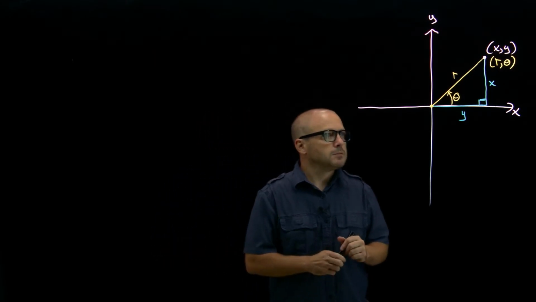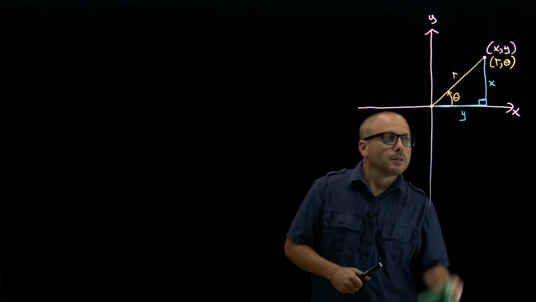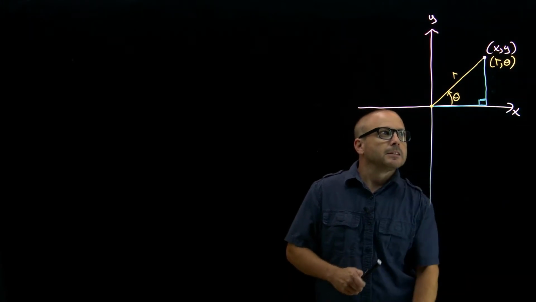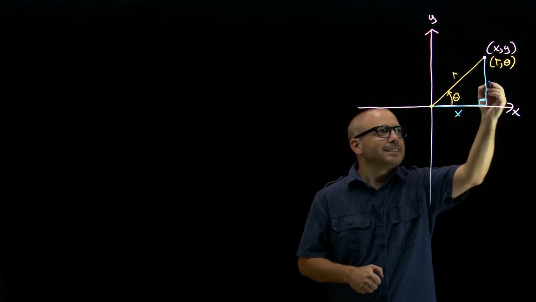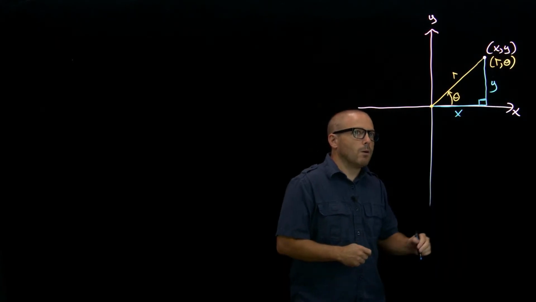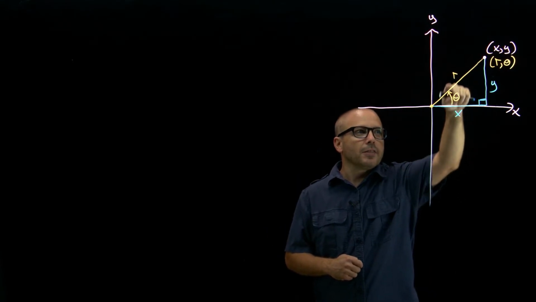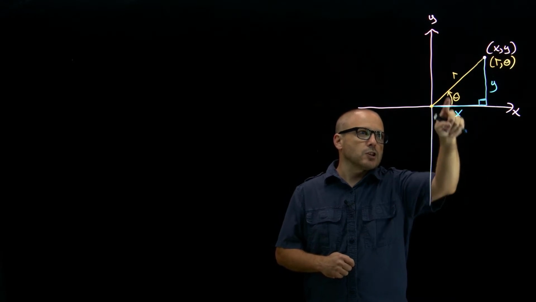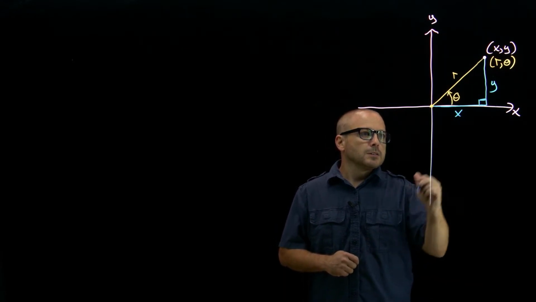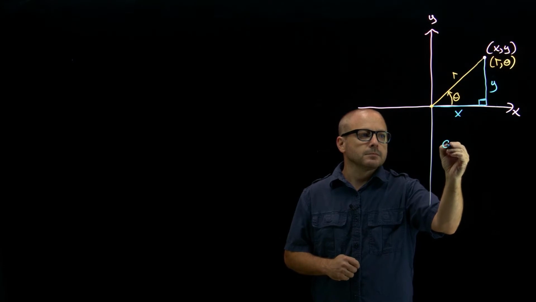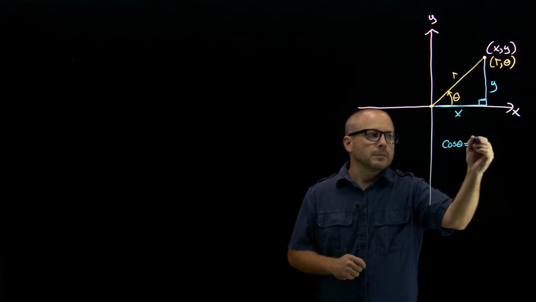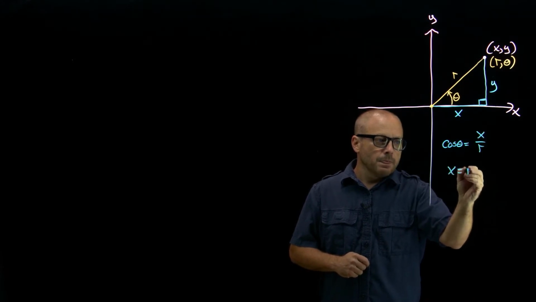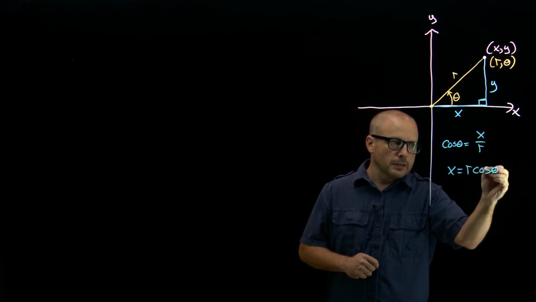So first of all, whoops, let me fix that. Talking and writing at the same time. This is x, this is y. All right, so if we wanted to relate x to r and theta, those three relate by the cosine function, right? Because cosine's adjacent over hypotenuse. So cosine of theta is x over r, which solving that for x means x is r cosine theta.